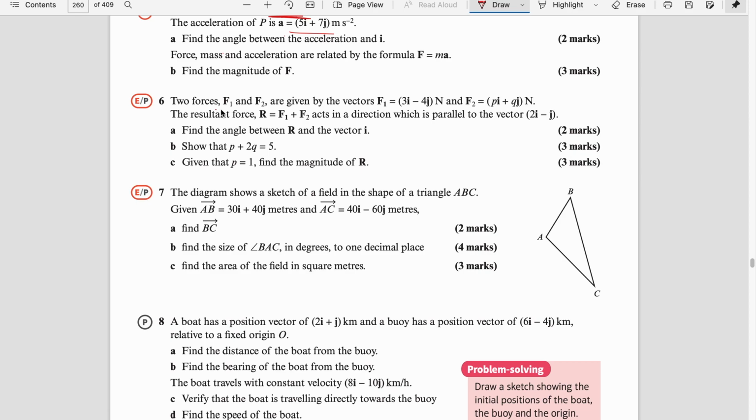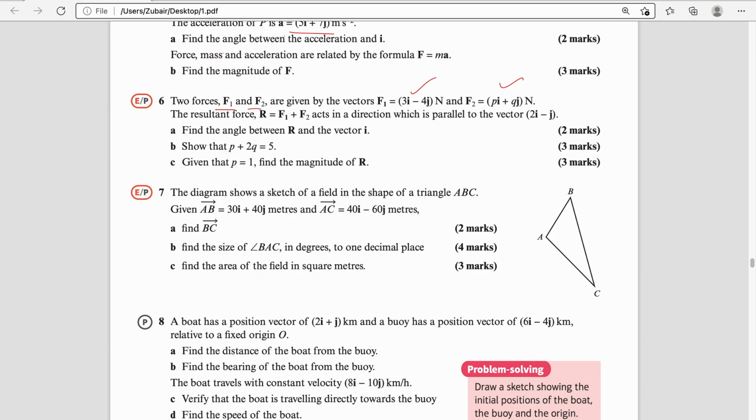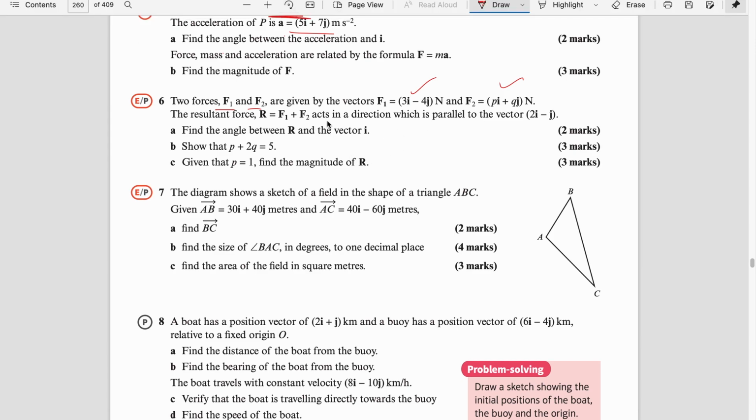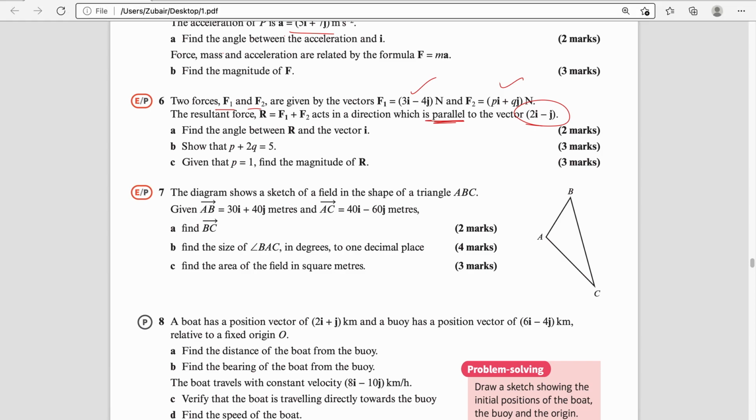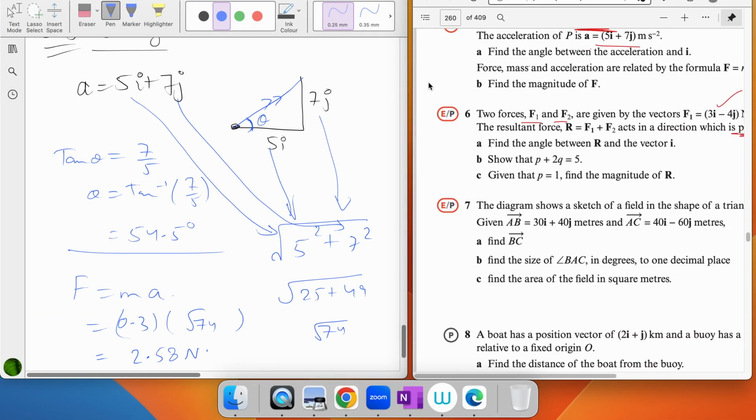Question number 6 says two forces F1 and F2 are given. F1 is 3i minus 4j, F2 is pi plus qj. The resultant R is F1 plus F2 and acts in a direction which is parallel to the vector 2i minus j. Find the angle between R and i. Okay, first we will find R and then we will talk about the angle. But we can directly solve it because it is given that it is parallel to this vector, right? So this is 2i and minus j. We can find R later and we can just answer this question directly.